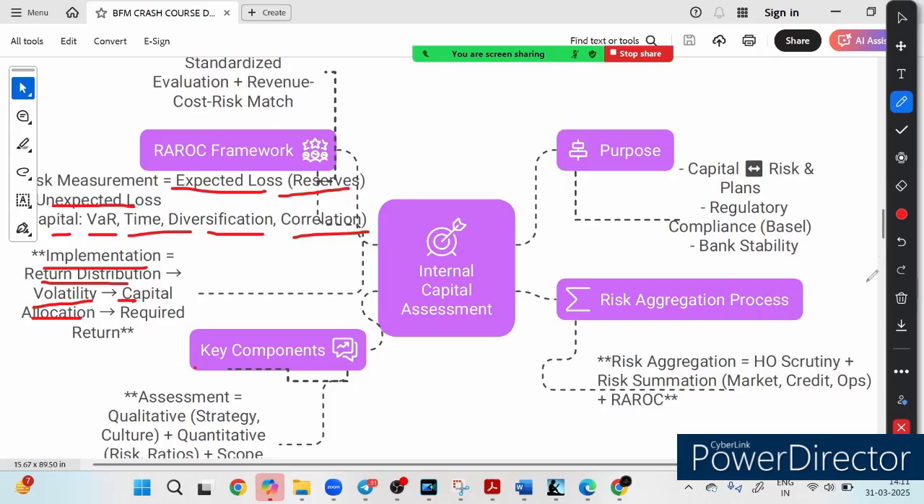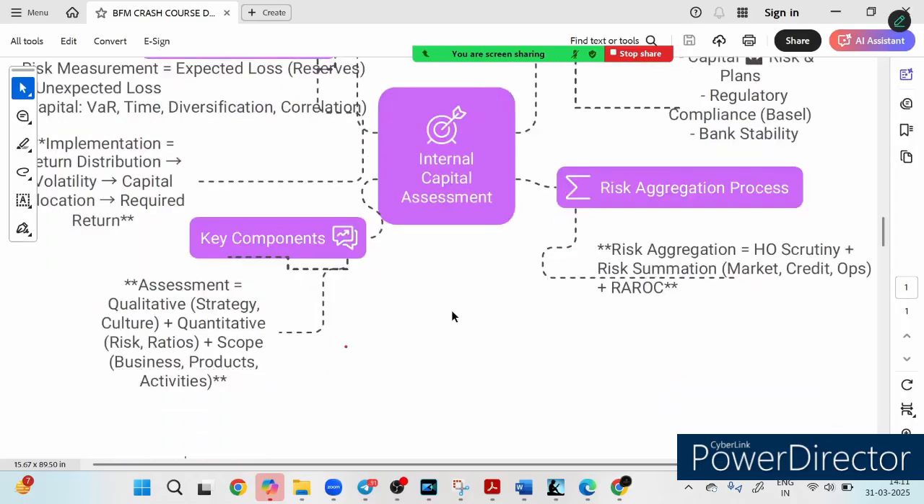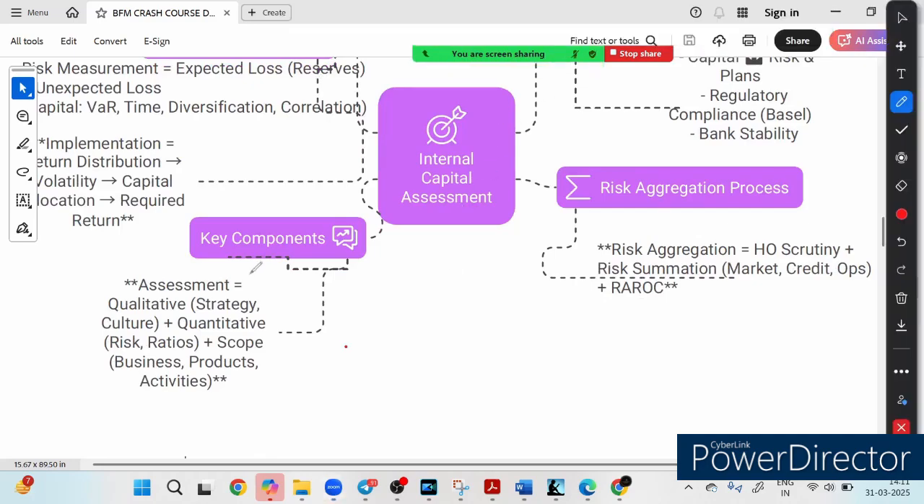Now if you look at the key components of this capital assessment, the assessment covers three dimensions. What are the three dimensions? The first is qualitative, meaning evaluating the bank strategy and culture. Second is quantitative, meaning analyzing risk metrics, ratios and financial figures. And finally the scope, meaning covering the business areas, products and activities to assess the overall exposure. So basically this assessment covers three key dimensions.